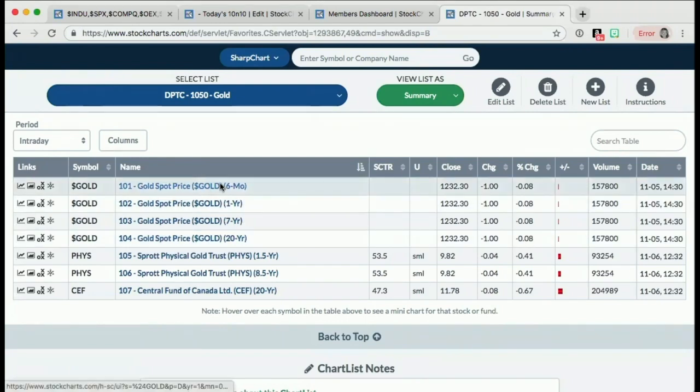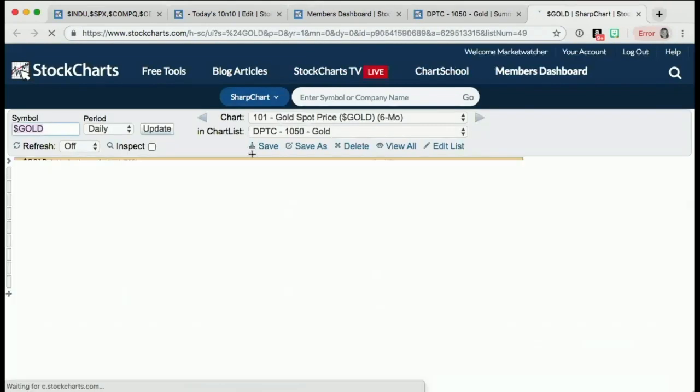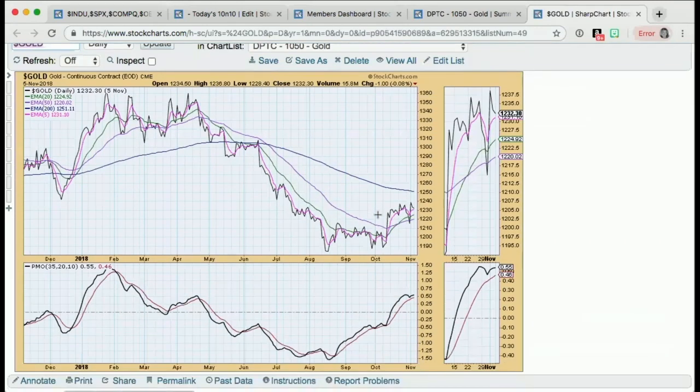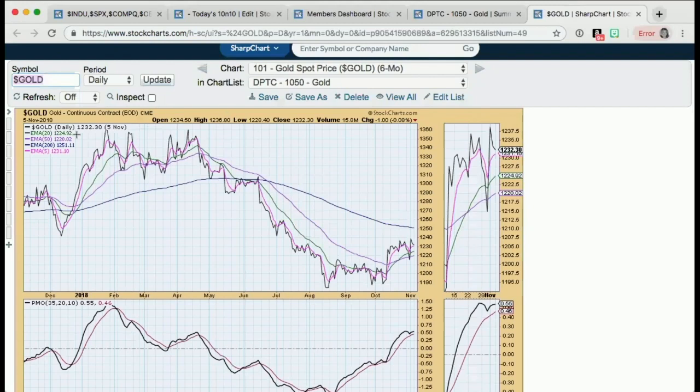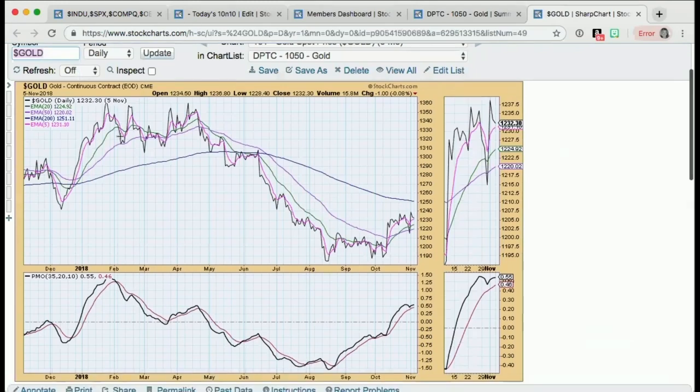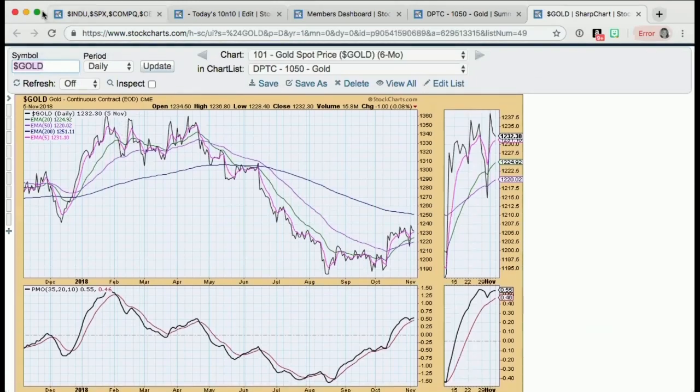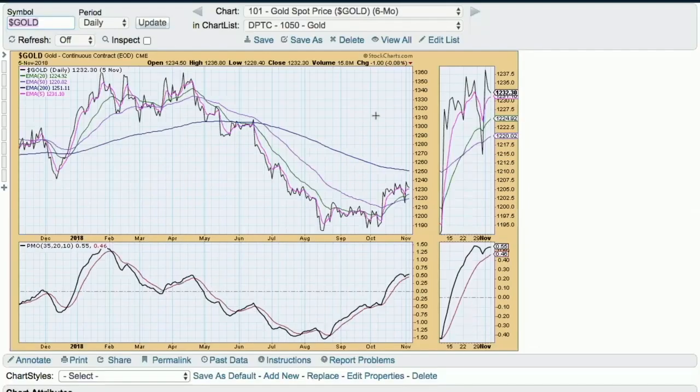So let's go ahead and walk our way through one of these. So here we go. As you can see, here's your first one, your daily chart. Remember, this is dollar gold, so we will not have the action from what's going on currently today. But let me make this a little bigger for us.